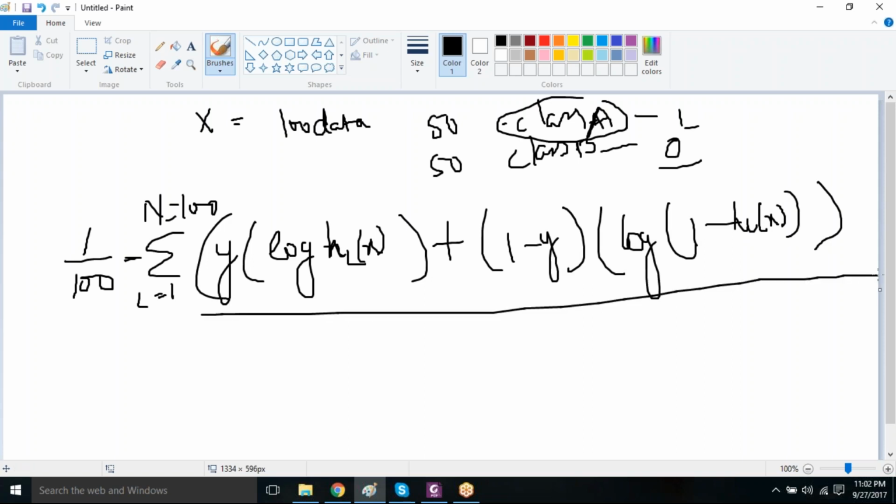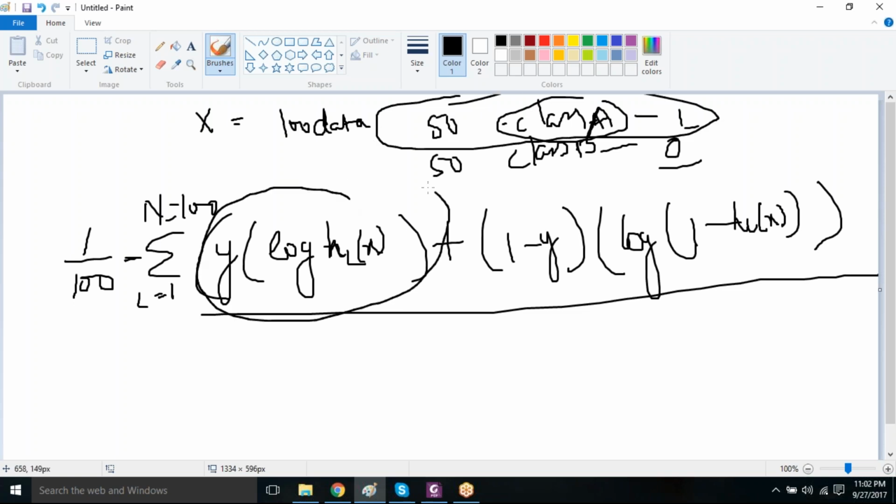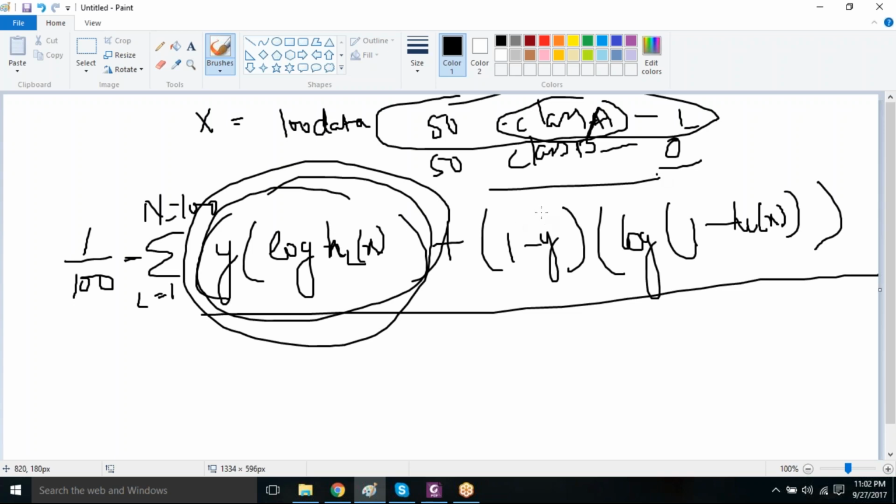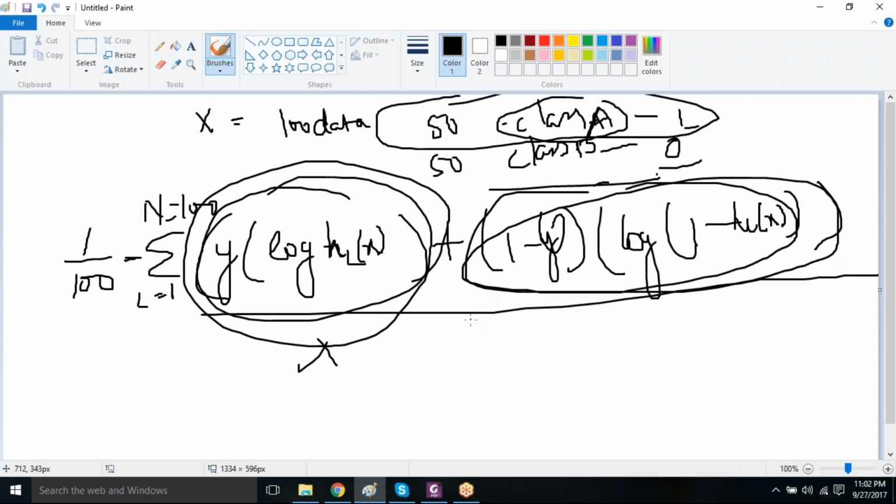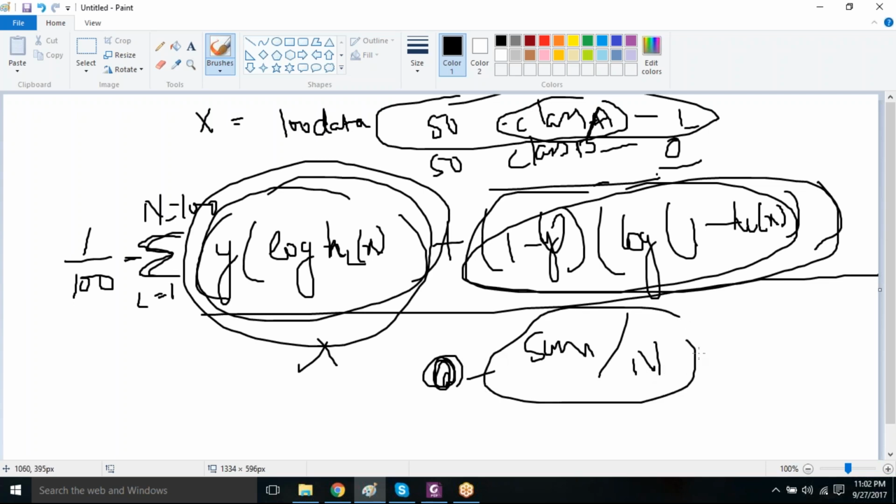So this whole thing I will evaluate. For all the 50 data points which were 1, this term will be evaluated only. And for all the data points which are class 0, this term becomes 0, so it will be neglected and only the other term will be evaluated. But whatever is evaluated, for all the 100 points I am adding them up. Then from the sum I divide by n and I get the average cross entropy loss.